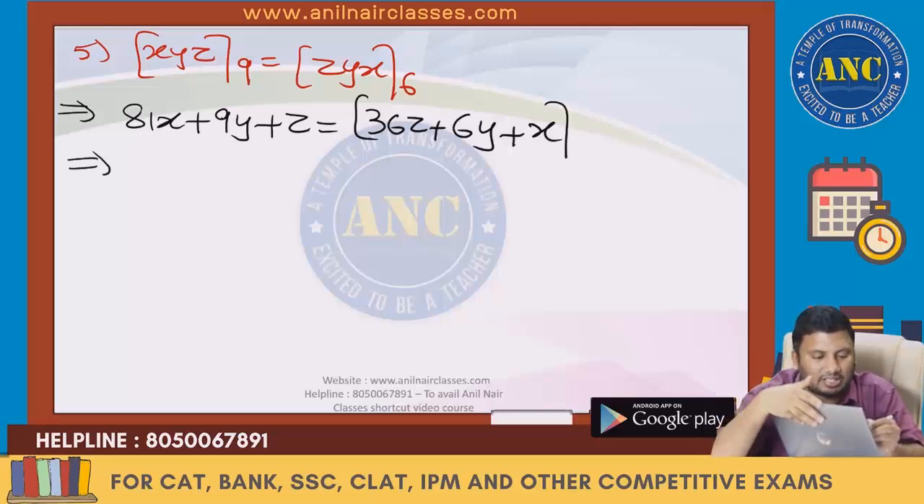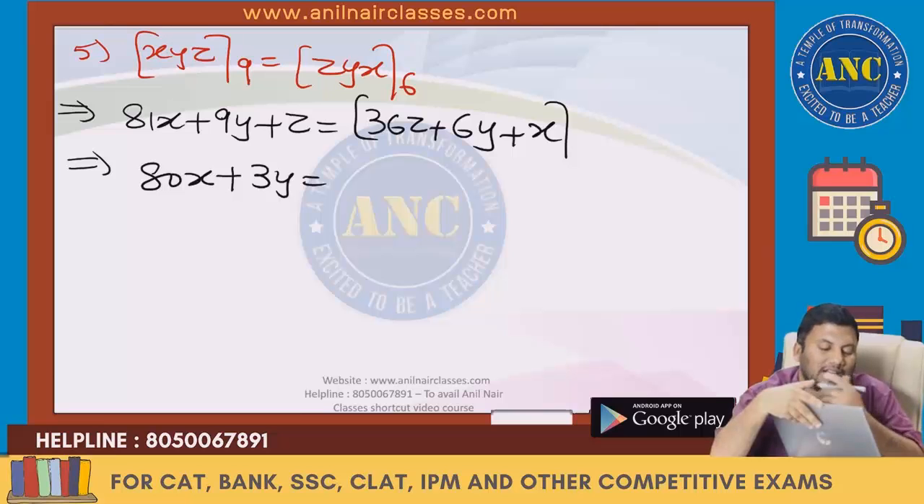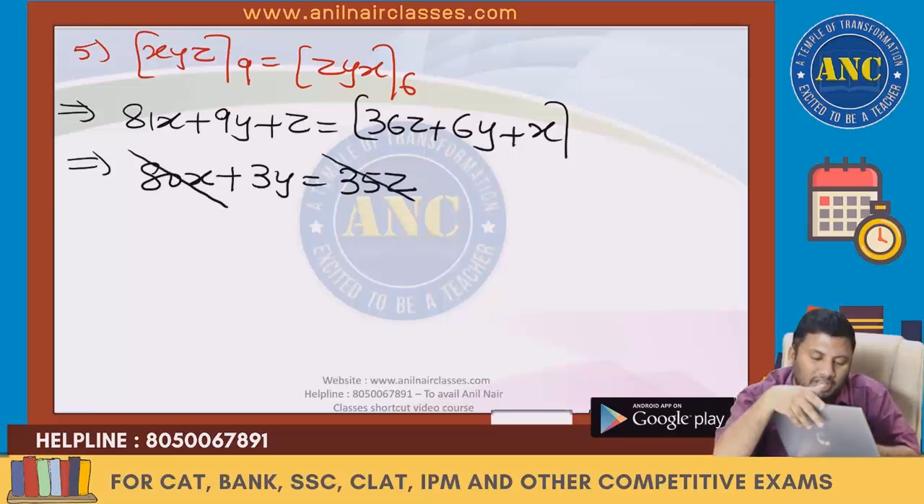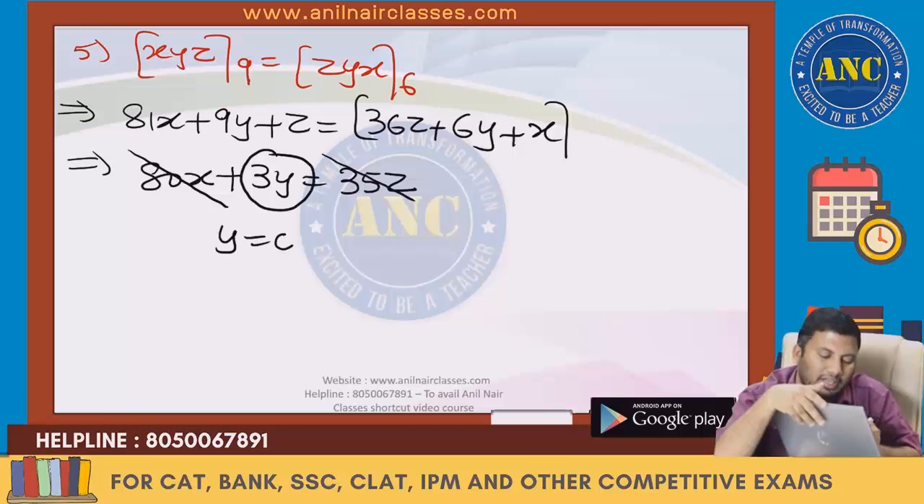81x minus x is 80x. 9y minus 6y is 3y, equivalent to 36z minus z, 35z. The HCF of 80 and 35 is 5. These are divisible by 5, so 3y should be divisible by 5. Either y is 0 or y is 5.